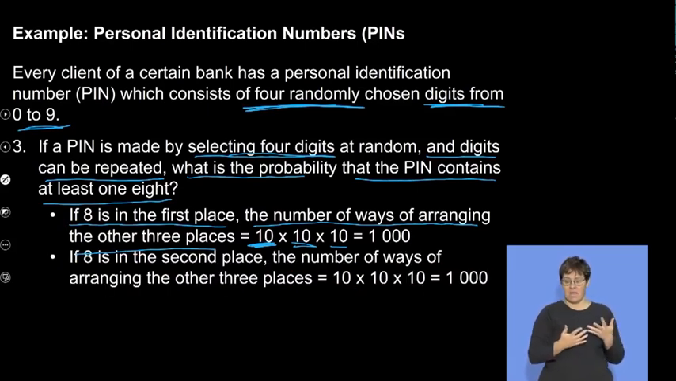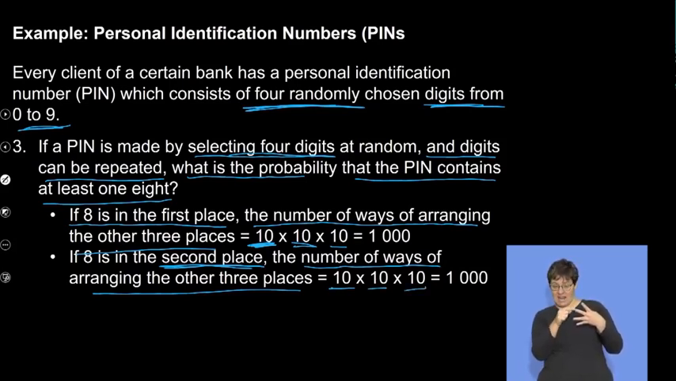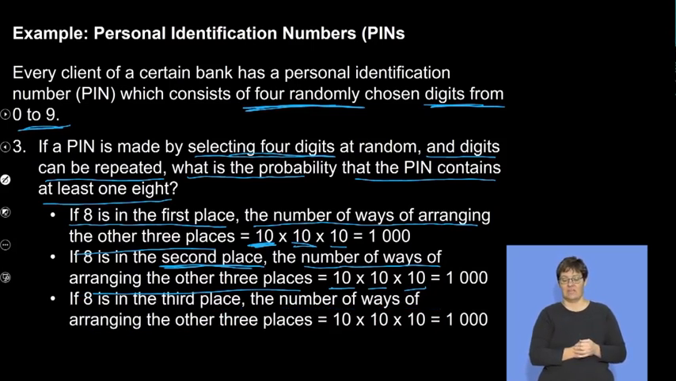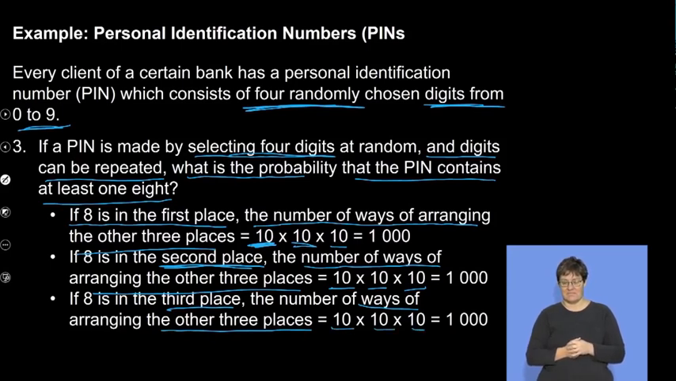Now, what about if 8 is in the second place? If 8 is in the second place, the number of ways of arranging the other 3 places will be 10 times 10 times 10, which is also 1,000, remember, because repetition is allowed. Then lastly, if 8 is in the third place, the number of ways of arranging the other 3 places will be 10 times 10 times 10 also, which gives 1,000.